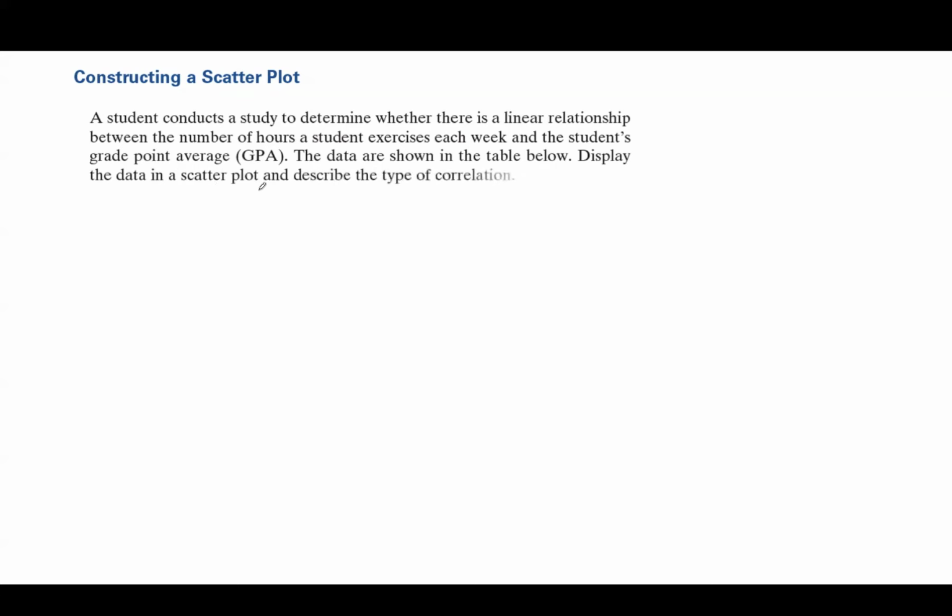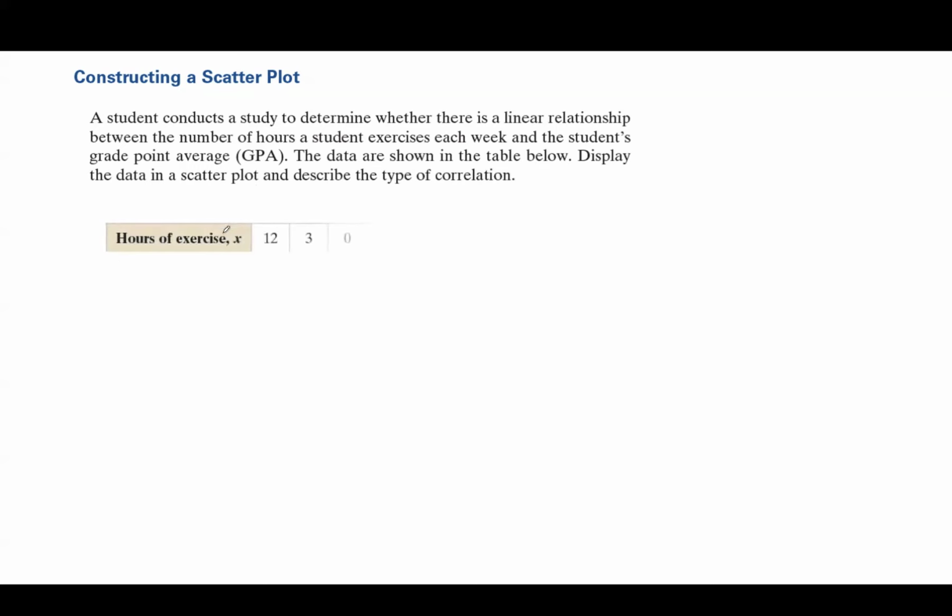Constructing a scatter plot. A student conducts a study to determine if there is a linear relationship between the number of hours a student exercises each week and the student's grade point average, or GPA. The data are shown in the table below. We want to display the data in a scatter plot and describe the type of correlation.